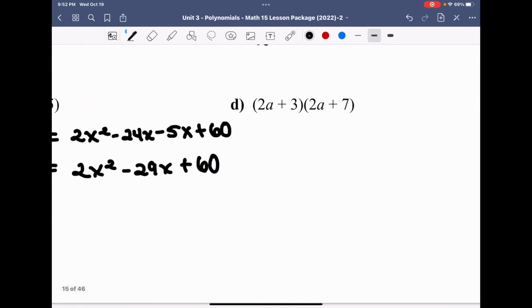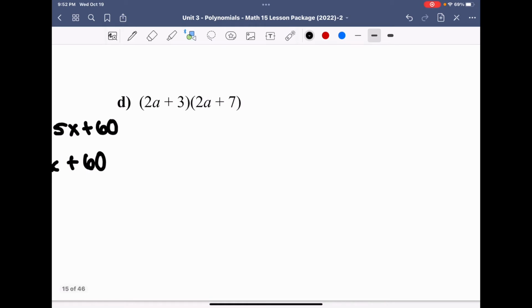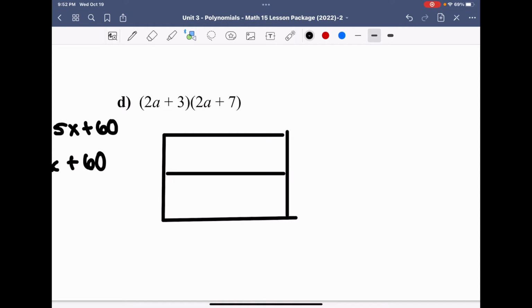All right, I'm going to do the same thing with example D here. I'm going to create the box. So I'm going to do line, line, line. I'm going to split this into 4 sections. Let's hit the back button there. Split that into another section. Awesome. Now I'm going to take one binomial. Let's start with my first one, 2a plus 3. I'm going to write 2a above the first box, plus 3 above the second. I then take my second binomial and I'm going to split it up on the left-hand side here. 2a in front of the first, plus 7 in front of the next.